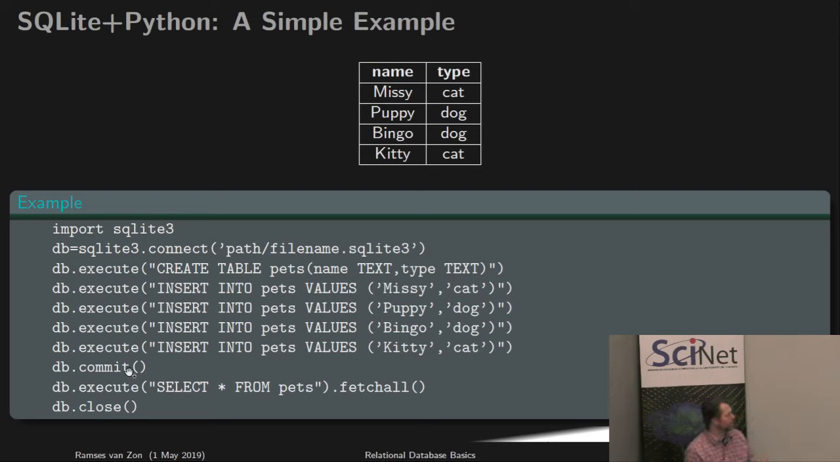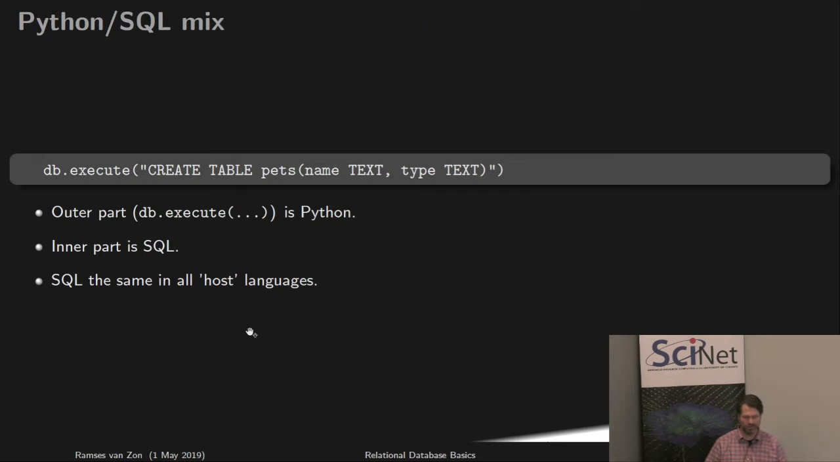It's Python, but there's some strings with SQL in it. So the outer part, this execute part, that's Python. That's just a function in Python. So db is a Python object. It has a method called execute, and we give it a string, and the string is in SQL. So that's the inner part. That's the standard part. That's the part that more or less always works for all databases.